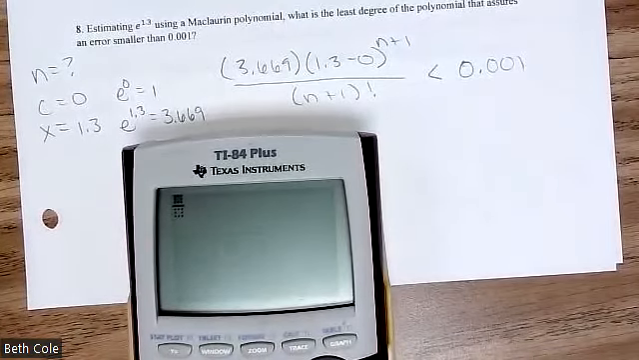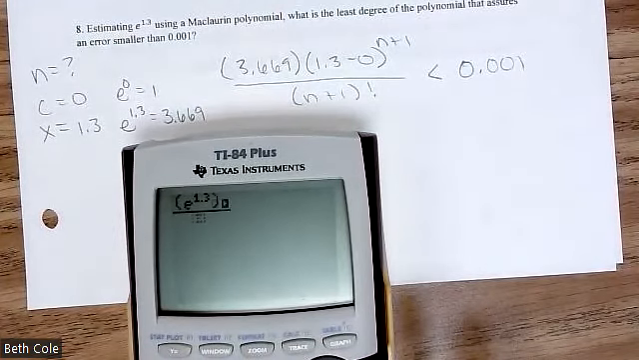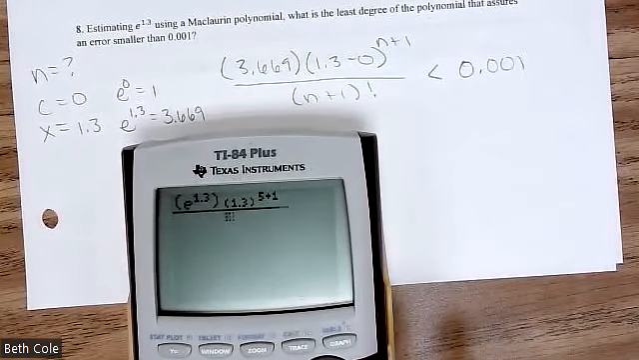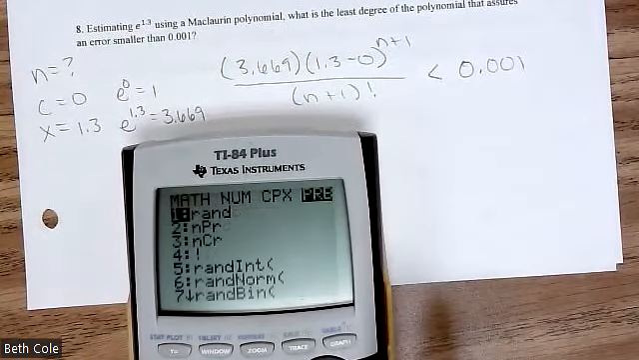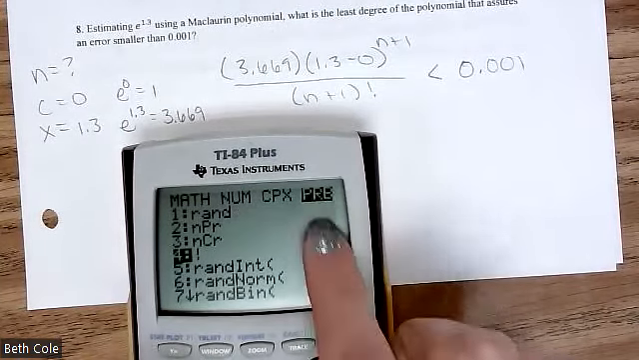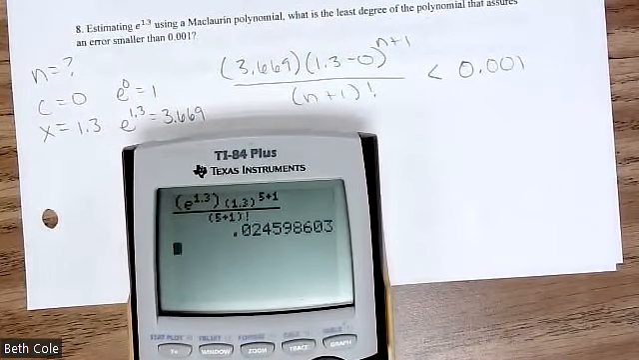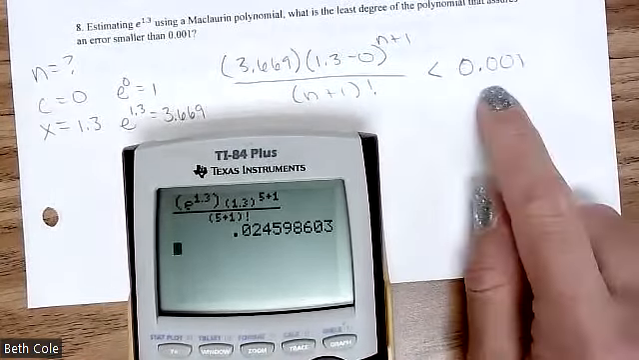But you can just watch me type this in, and I always hit the back button and go back to what I had previously and just keep changing it. So let's try 5. I think it's higher than that actually. 5 plus 1, and your factorial is in the math menu under PRB. Okay, so I have all that typed in. I put in 5 for n. Is that smaller than this?